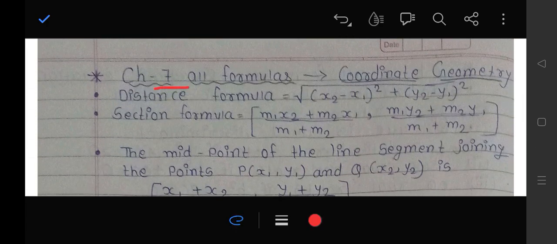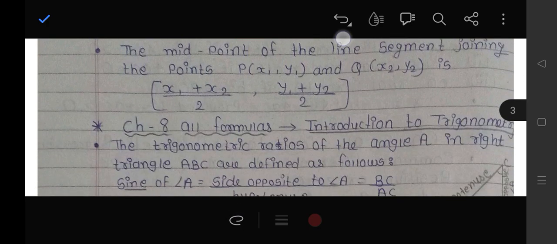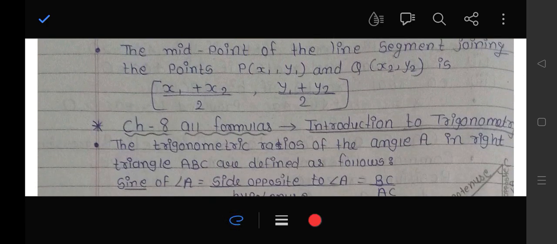Chapter 7. Distance formula is equal to under root x2 minus x1 whole square plus y2 minus y1 whole square. Section formula: m1 x2 plus m2 x1 upon m1 plus m2, comma m1 y2 plus m2 y1 upon m1 plus m2. The midpoint of the line segment joining the points P(x1, y1) and Q(x2, y2) is x1 plus x2 upon 2, y1 plus y2 upon 2.